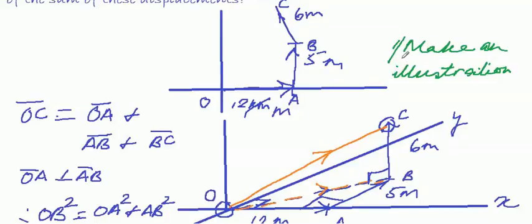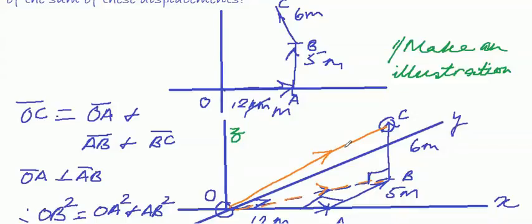Now second step, once you have made the illustration, you can see it's quite easy. We can see these vectors OA and AB are perpendicular. Then the resultant of OA and AB is OB, and OB is perpendicular to BC. And why is OB perpendicular to BC? Because BC, as you can see, is along the Z axis, and the Z axis is perpendicular to the x and y axis. So it is simple Pythagoras theorem. We first find OB, then we find the resultant of OB and BC to get OC.